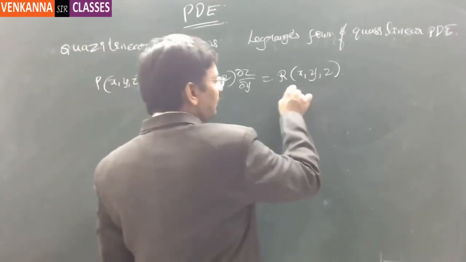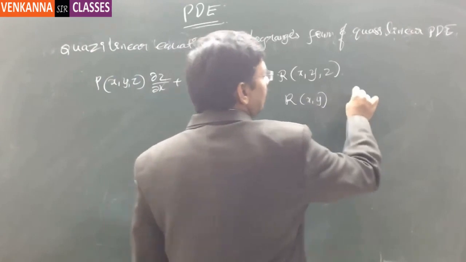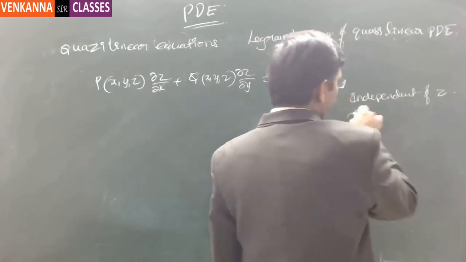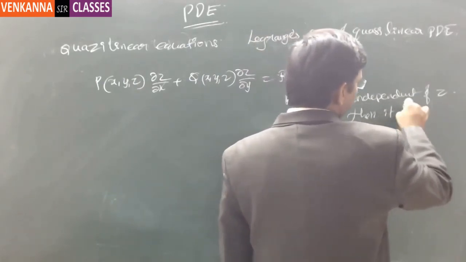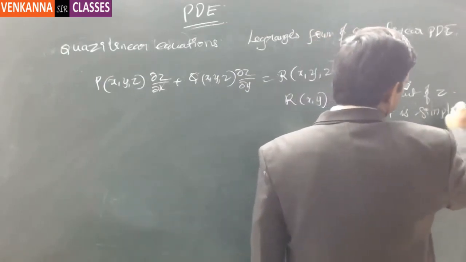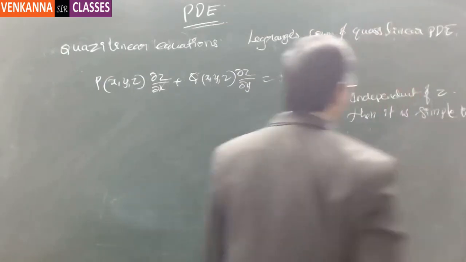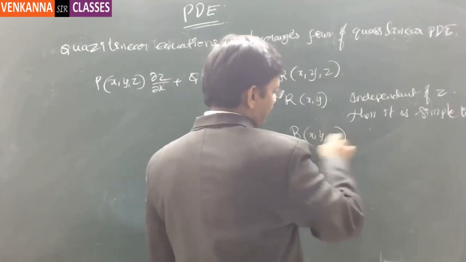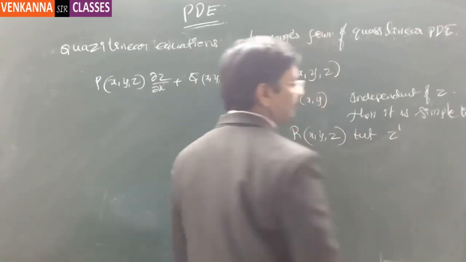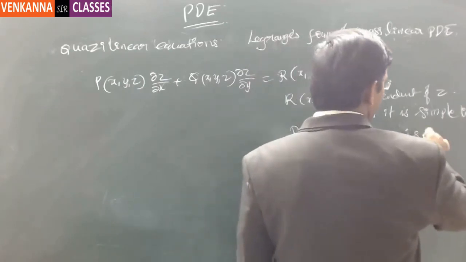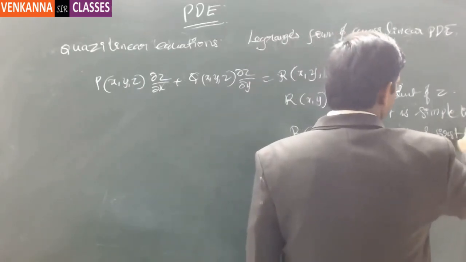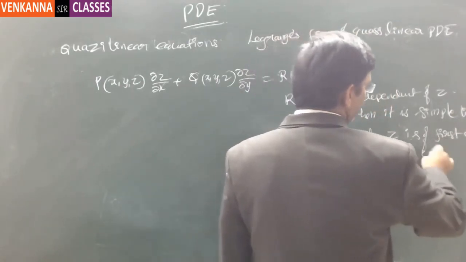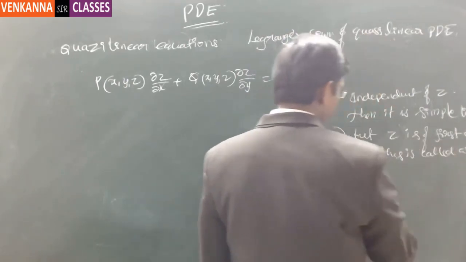Now, if p and q are only functions of x comma y, independent of z, and r is a function of x comma y comma z but z is of power 1, that is, first degree, then this is called a semi-linear equation. If all of them are functions of x comma y only and r is too, then it is the simple linear equation.